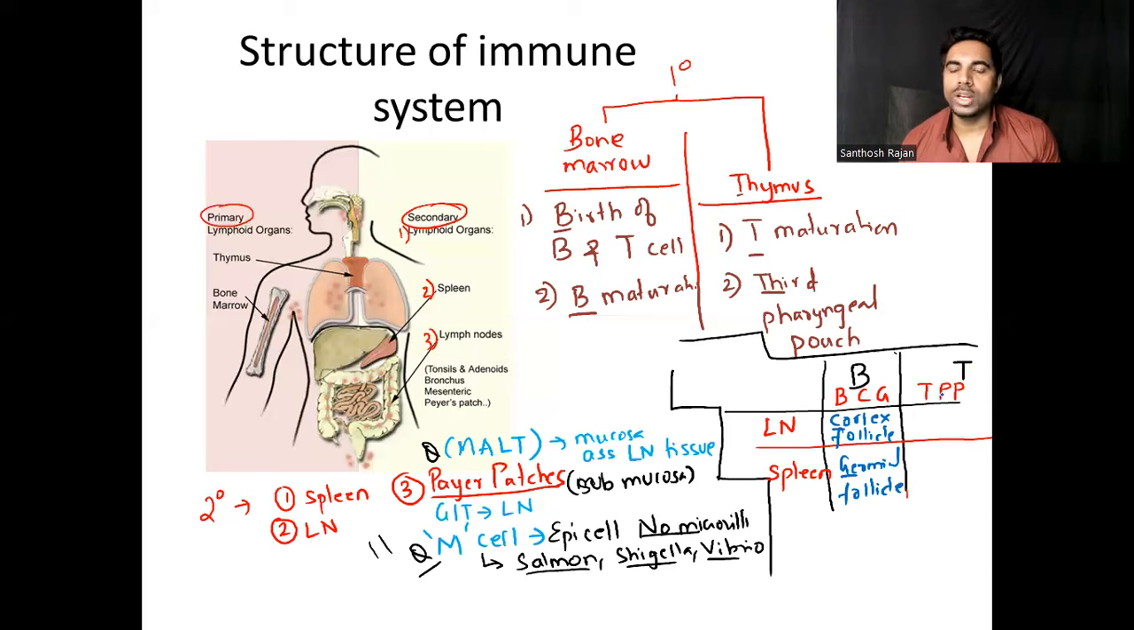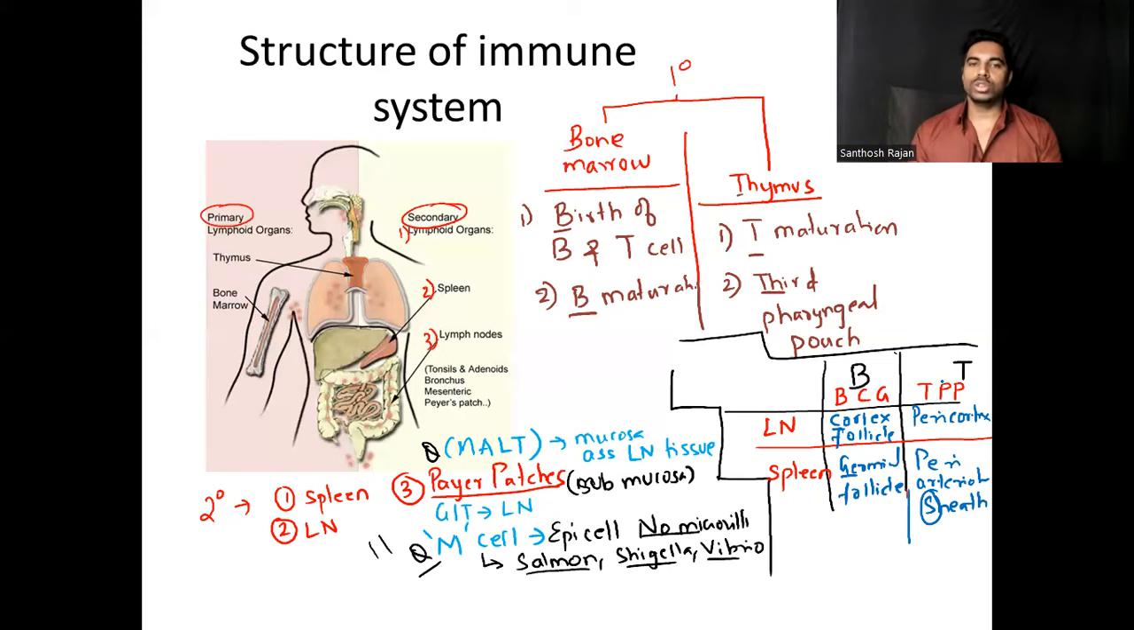So the first one you're going to remember is P for pericortex. The location of the T cell in the lymph node is pericortex. The location of the T cell in the spleen is another P, the periarteriolar sheath. How to remember? That's the clue: S for spleen, S for sheath, finished. Very easy, right? Sheath. So TPP, BCG, shortcut.